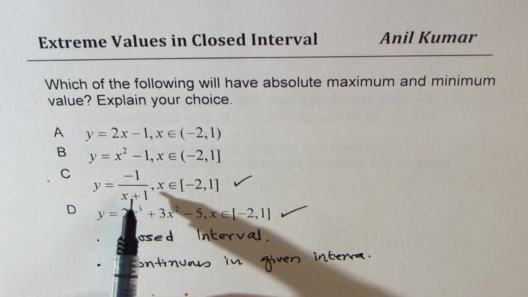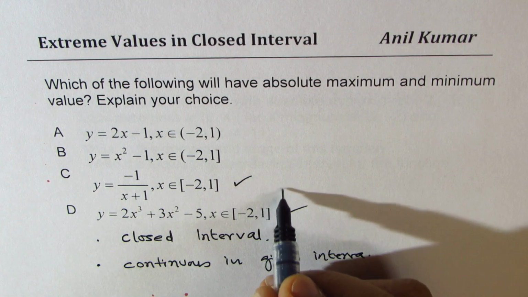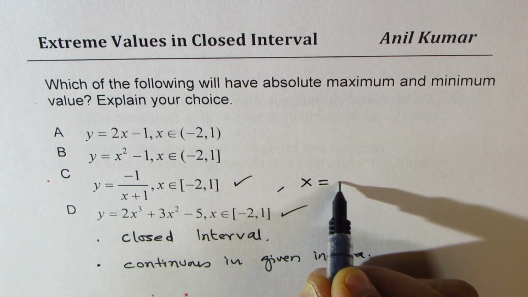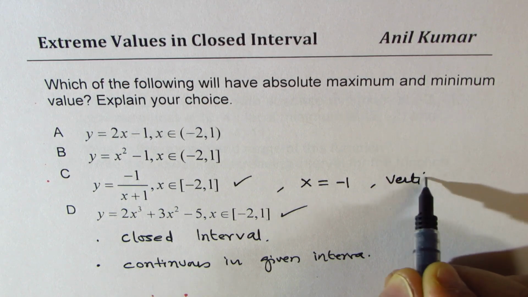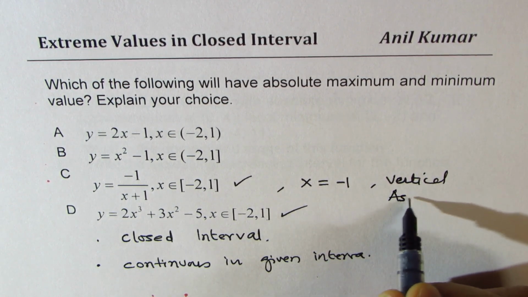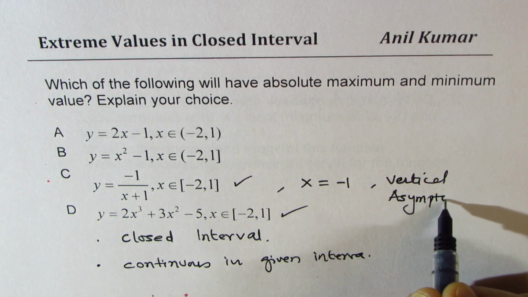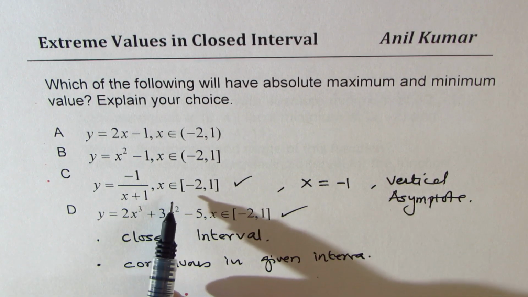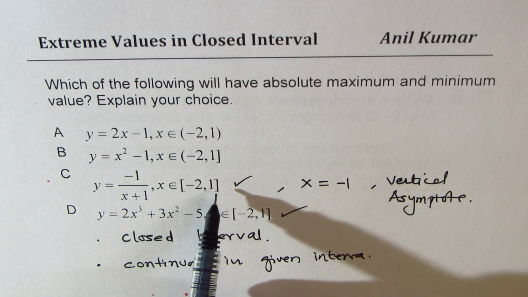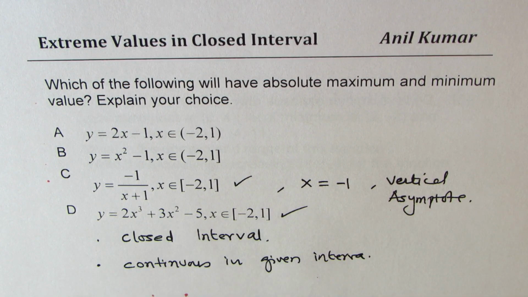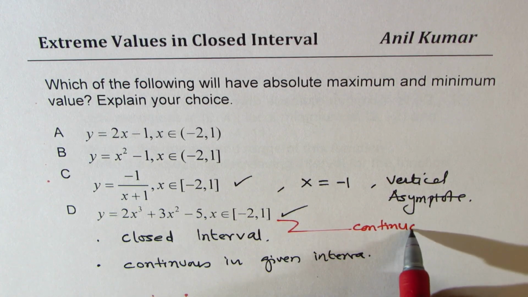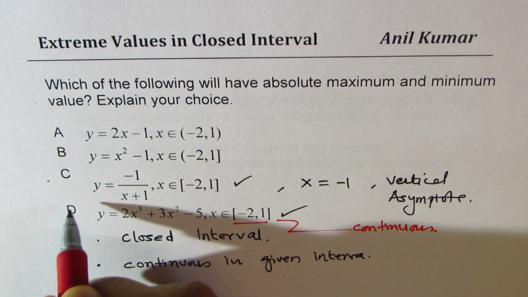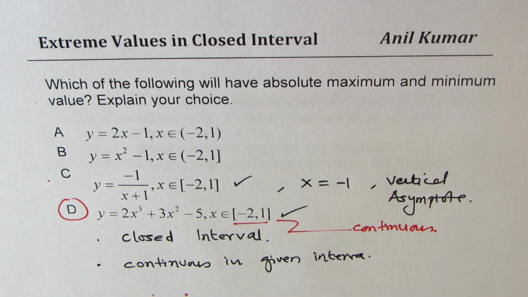Now see, minus 1 over x plus 1, here at x equals to minus 1, we have a vertical asymptote. Therefore, it is not continuous. So that is not the choice. Now, a cubic function is continuous. And we do have a closed interval, so that becomes the choice.